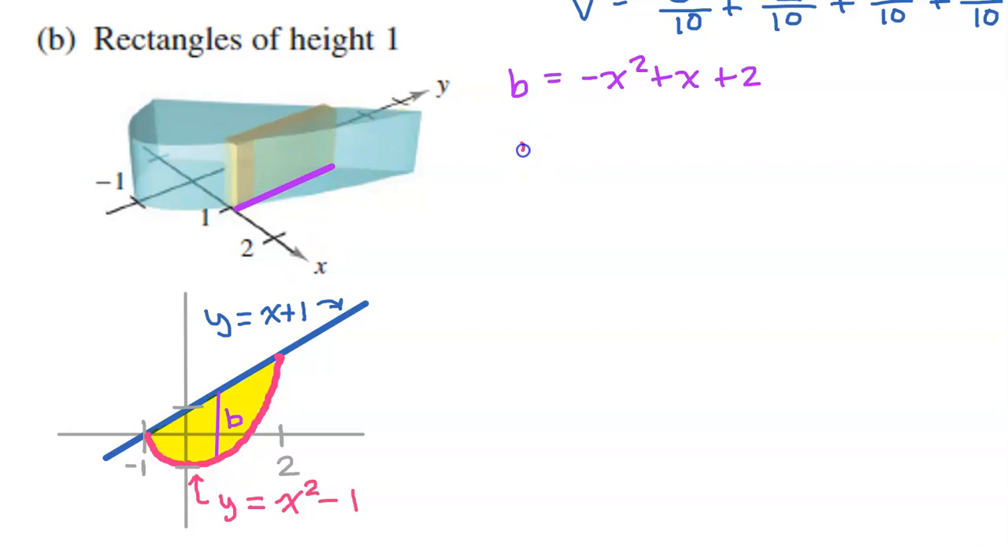So for step 2, when we calculate the area of a slice, it's a rectangle that has a height of 1. So the area of a rectangle is base times height. So the area of each slice is going to be this trinomial times 1, which is just this trinomial. So I guess the base and the area are the same expression.